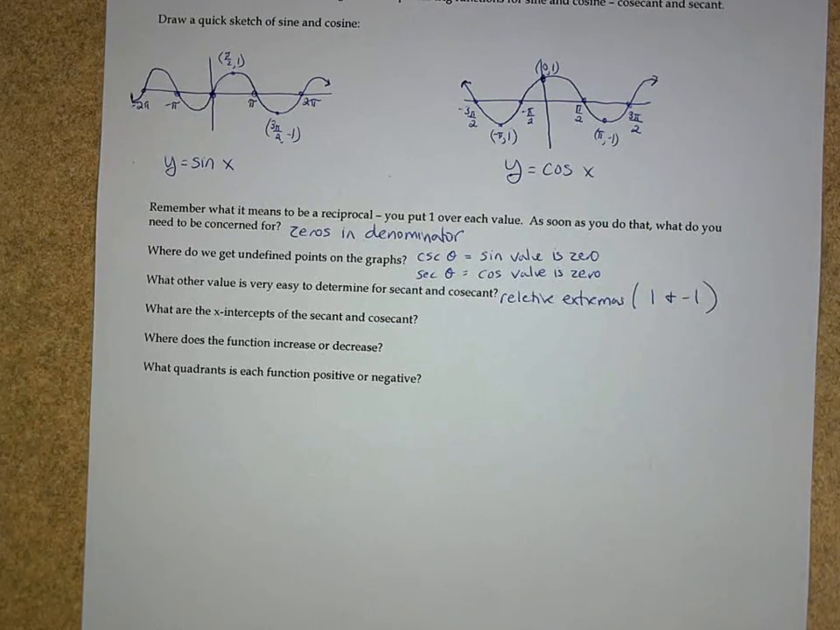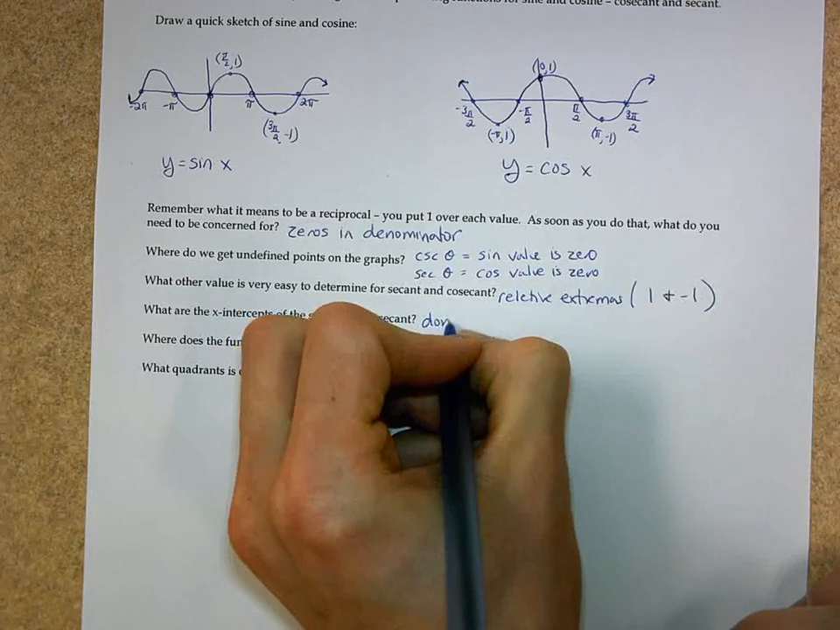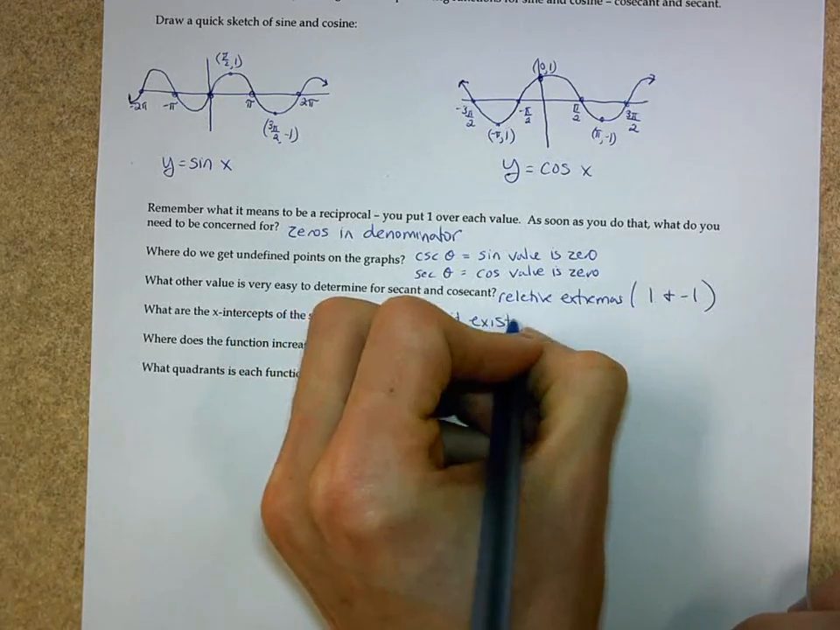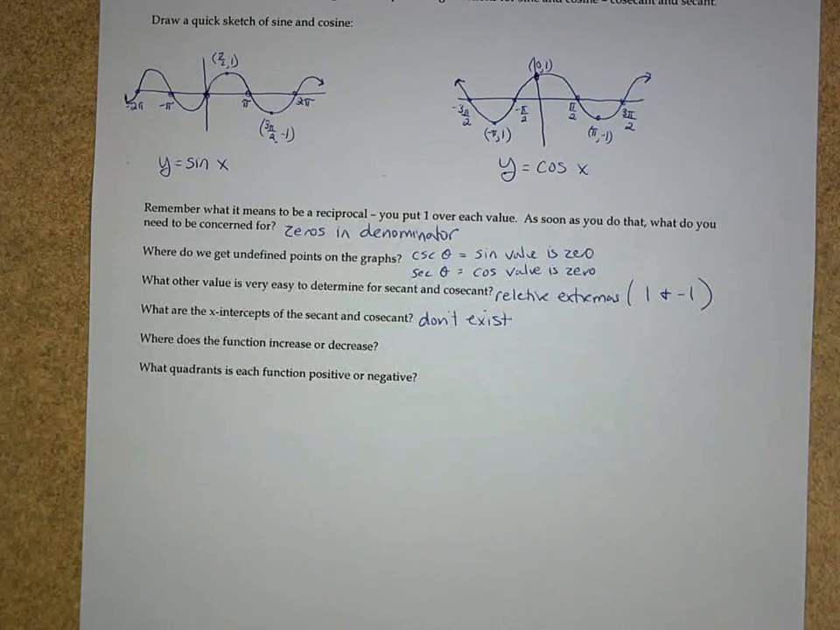What are the x-intercepts of secant and cosecant? Well, if you remember from the unit circle, secant and cosecant are always larger than or equal to 1 in absolute value. They always either touch the unit circle or expand beyond the unit circle. So there's no 0 values. So x-intercepts for secant and cosecant, they don't exist. There is never a distance of 0 for secant or cosecant.